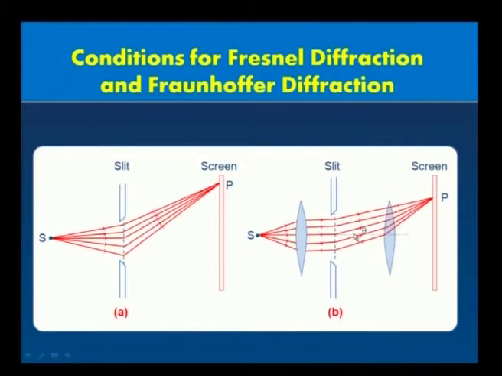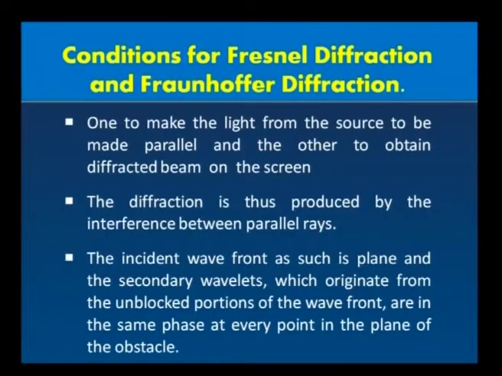Now, because of diffraction, the light takes a different route, at an angle theta. You have seen the diffraction grating; we have studied diffraction in greater depth. So theta is the angle of diffraction, shown here. The diffracted light rays are made to converge by a convergent lens. That is what I am trying to tell you here. One lens makes the light rays parallel, the other, the condensing lens, obtains the diffraction beam on the screen. The diffraction is thus produced by interference between parallel rays.